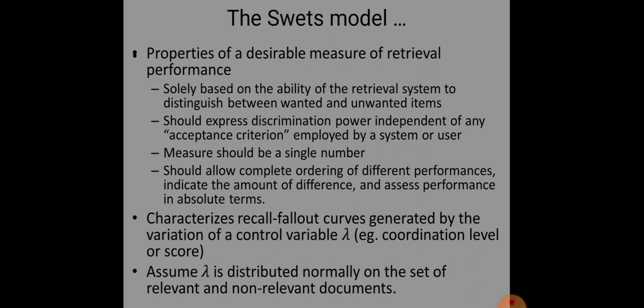Swets characterizes recall-fallout curves generated by the variation of a control variable lambda. Here lambda means coordination level or a relevance score. He made use of recall-fallout curves. Till now we were discussing precision-recall curves, but Swets accepted recall-fallout curves. Assume this lambda, our coordination level or relevance score, is distributed normally over a set of relevant and non-relevant documents. That is our assumption.